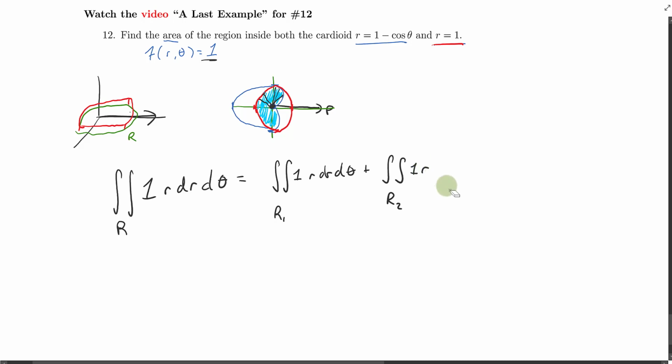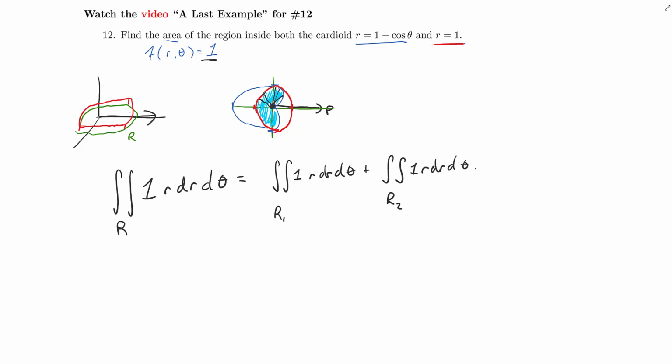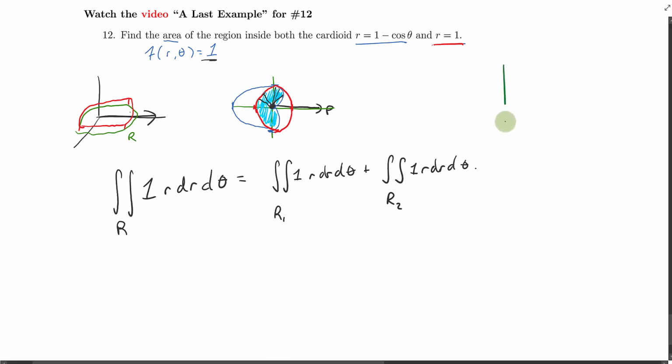Oh, and I said I wasn't going to write the 1, and I guess I did. So what do I mean by these two regions? Well, one way to look at it is, let me see if I can sketch each region separately.